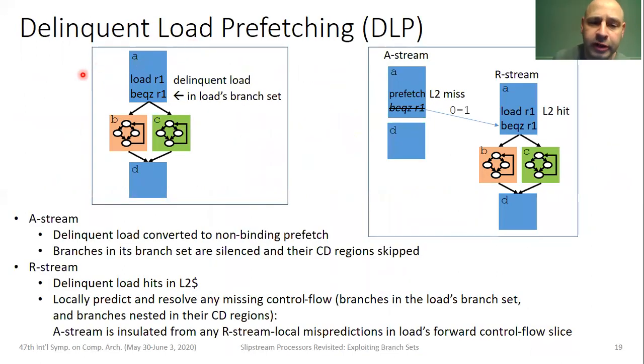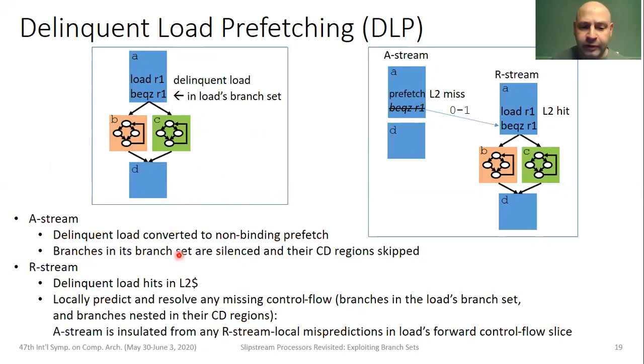Now let's move on to delinquent load prefetching, or DLP. So here's a load in block A. It's a delinquent load, so it misses a lot in the last level cache. It loads a value from memory into R1, and this branch is in the load's branch set because it depends on the load through R1. Here's how DLP works. In the A stream, the delinquent load is converted to a non-binding prefetch, as shown here. Now, that prefetch is likely to miss in the level 2 cache, and that's sort of the point. It's going to initiate a prefetch early.